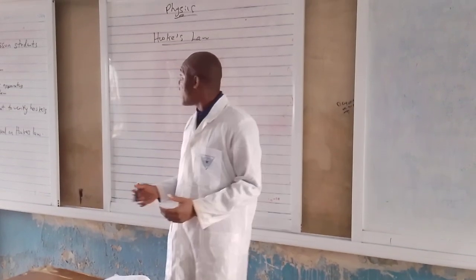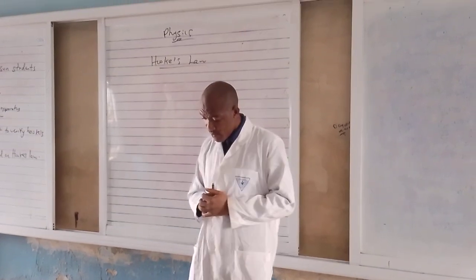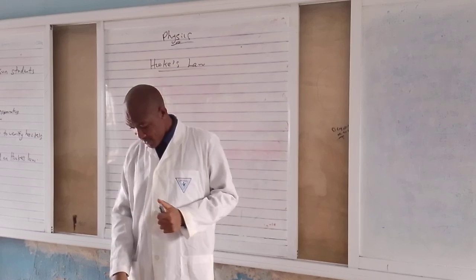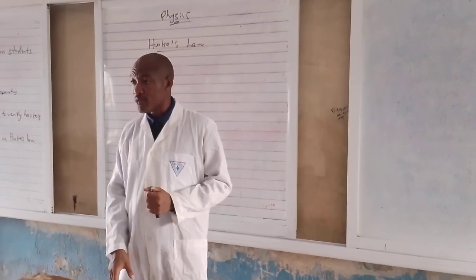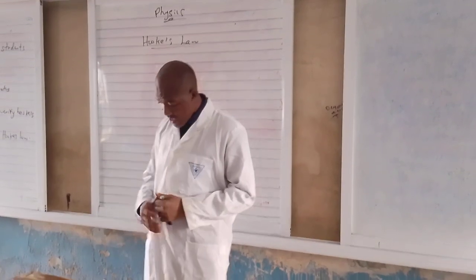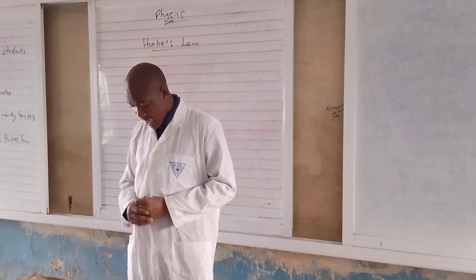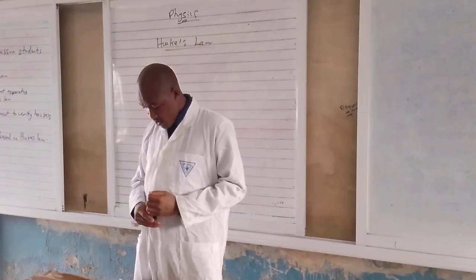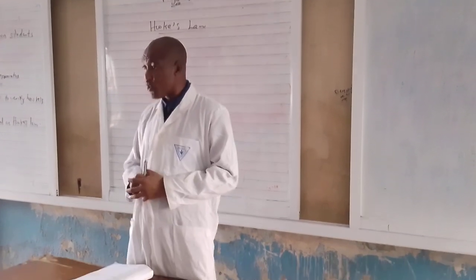So we have what's known as Hooke's law, and let's take the definition of Hooke's law first before I explain further. So you can write: Hooke's law states that the extension of any elastic material is directly proportional to the applied force, provided the elastic limit of the material is not exceeded.